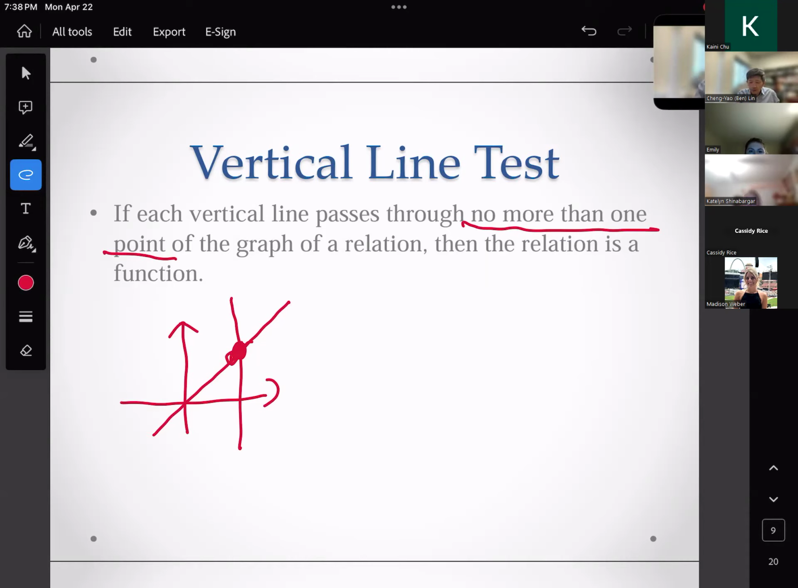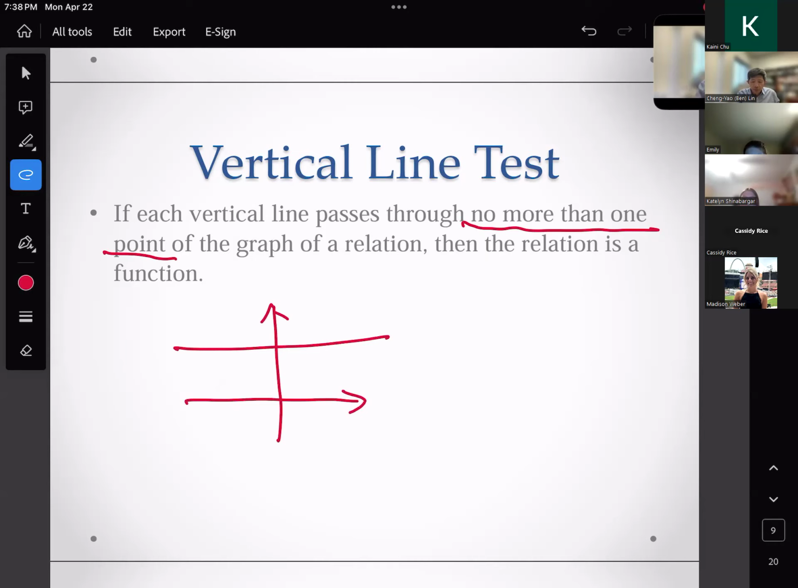How about another example? So this one is okay. So I'm gonna do another example. How about this one? Function or not function? Does it pass the vertical line test? Yes. Oh, if I draw a line like this, meet 1 point, right? Yes. So this one is a function. So if a graph like this is a function, okay?